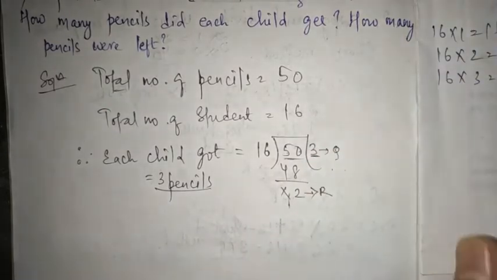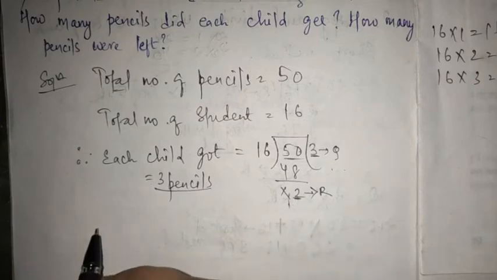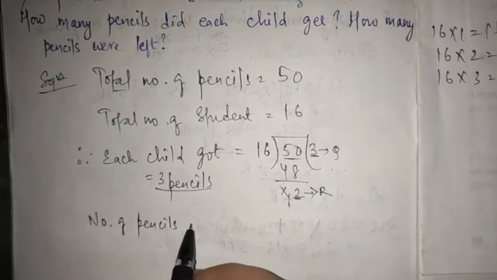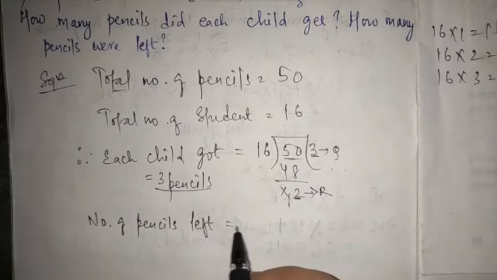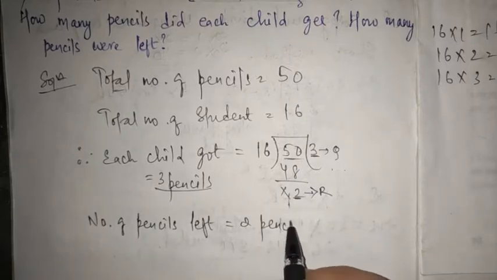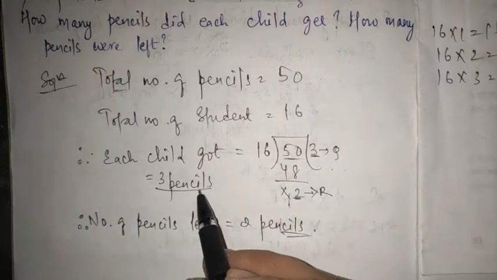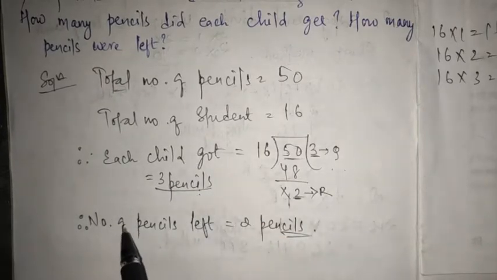So how many pencils were left? What is the remainder? So number of pencils left. What is the remainder? That is your answer, 2 pencils. Okay, I hope you have understood this. Therefore, 2 questions were there, so 2 answers are mentioned over here. Each child got 3 pencils. Number of pencils left is 2 pencils. Okay, I hope this is understandable to you all.